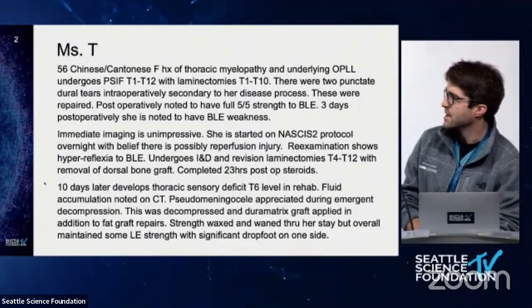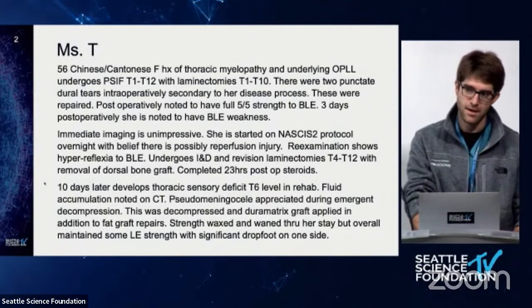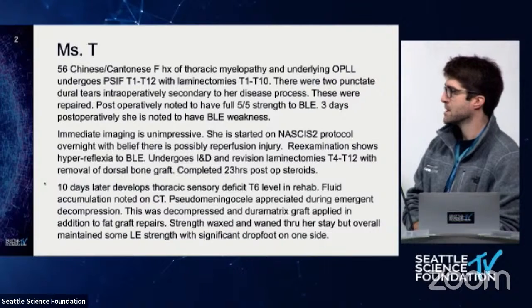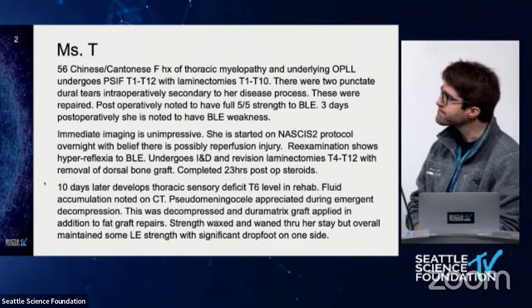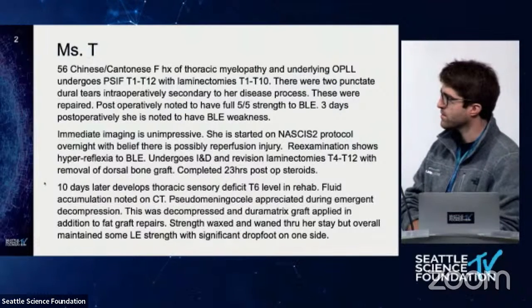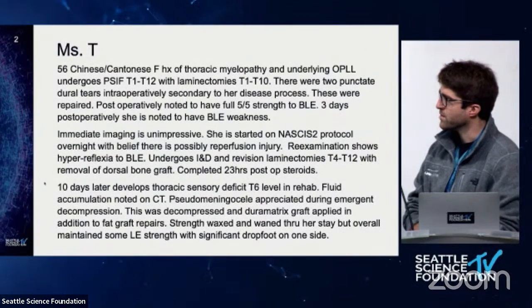3 days later, she is noted to have some bilateral lower extremity weakness. I'll show her examination on the next slide. Immediate imaging was unimpressive. She started on NASCIS-2 protocol overnight, which is our steroid protocol for spinal cord injury and presumed reperfusion injury in her case. Re-examination showed hyperreflexia to bilateral lowers. And she undergoes an IND revision laminectomy, T4 to 12, removal of some dorsal bone graft, and she completed another 23 hours of that NASCIS-2.